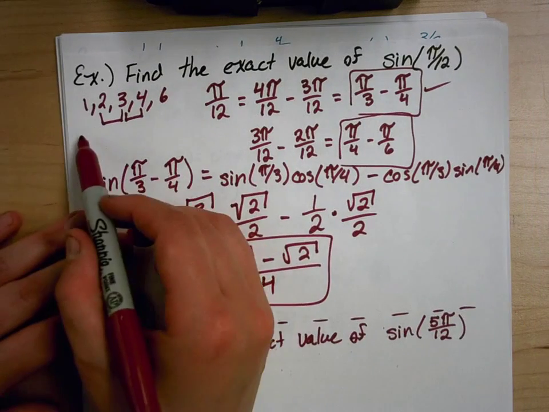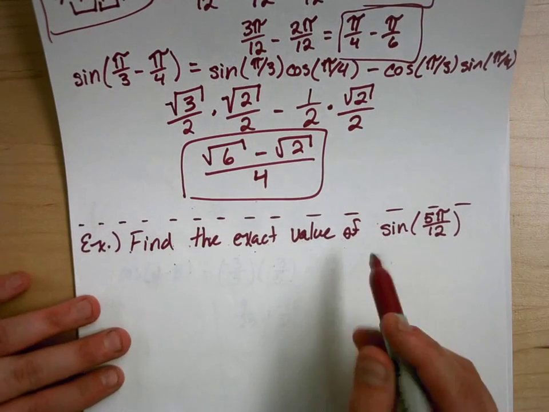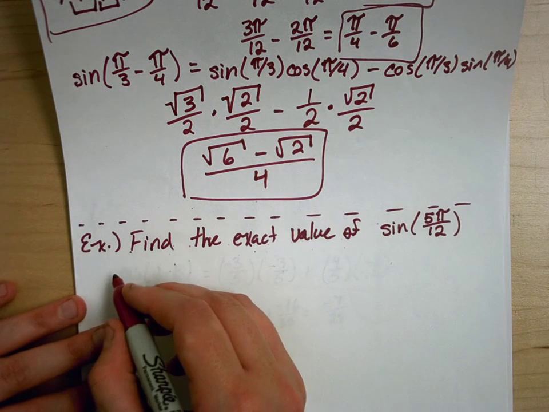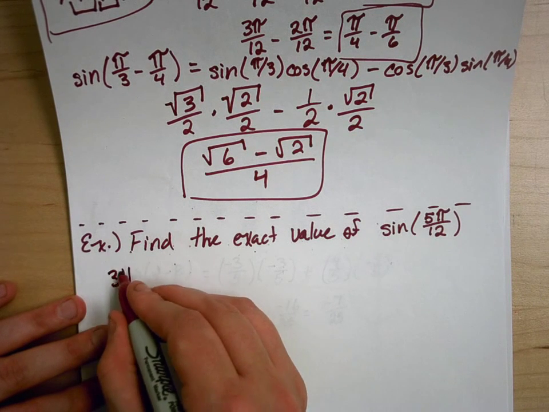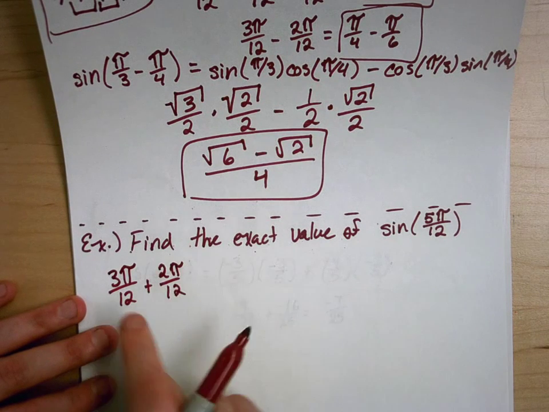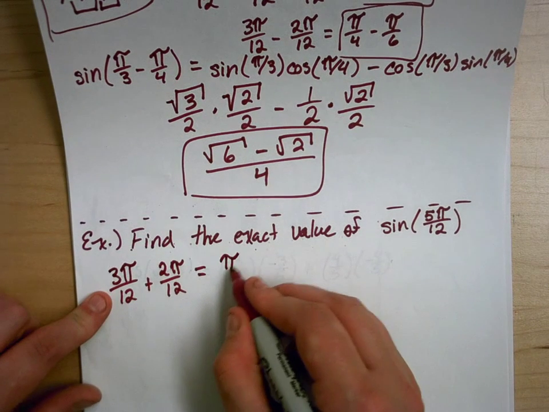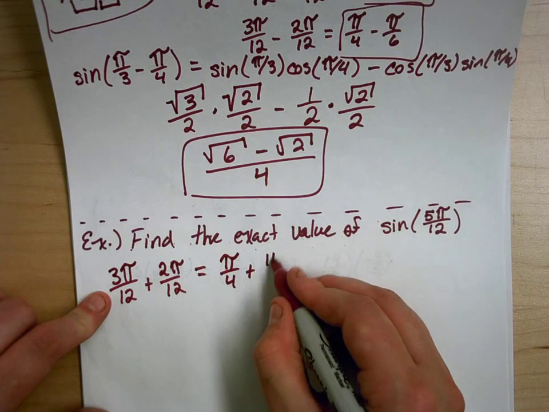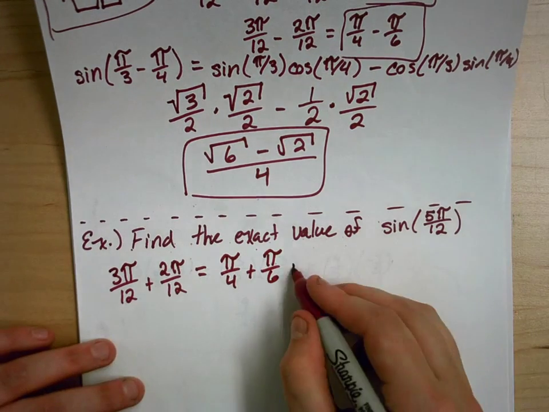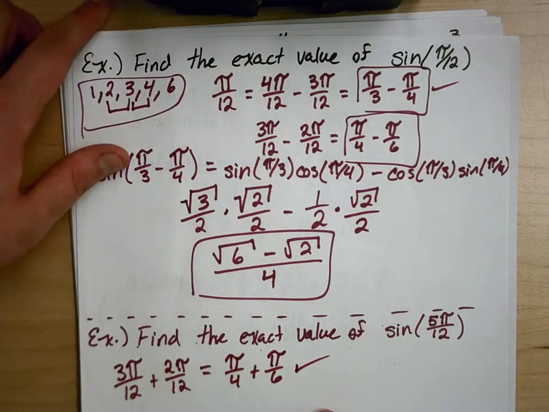Again, these numbers here would be good to keep handy, and we'll see why in the next example. All right, so for the next example, we have 5 pi over 12. Well, I can add 3 pi over 12 plus 2 pi over 12, and that's going to give me 5 pi over 12. So if I reduce that, that's going to be the same as pi over 4 plus pi over 6, which is awesome. Okay, so kind of keep these numbers in your back pocket. They're wonderful to have.